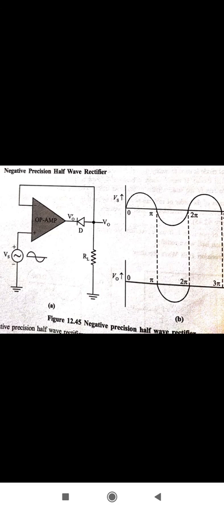When we apply the positive half cycle, Vs greater than 0, we don't take any output between 0 and pi, so it is 0. And when we apply the negative half cycle, Vs less than 0, the output of the op-amp is negative, and this negative voltage forward biases the diode, so the diode is a short circuit and we get the output V0. V0 is equal to minus Vs between pi and 2 pi. So the output vanishes in the positive half cycle, and we get the output between pi and 2 pi in terms of negative Vs. This is the example of positive and negative precision half wave rectifiers. Thank you.